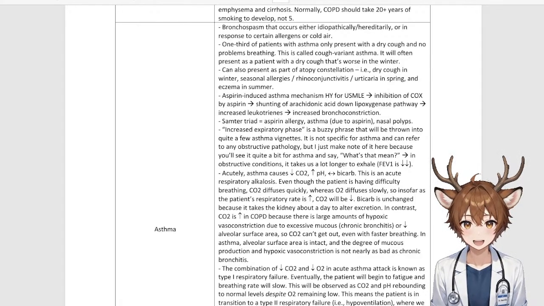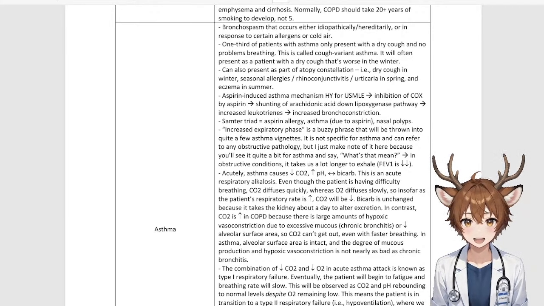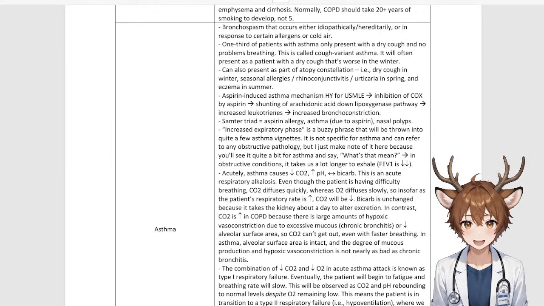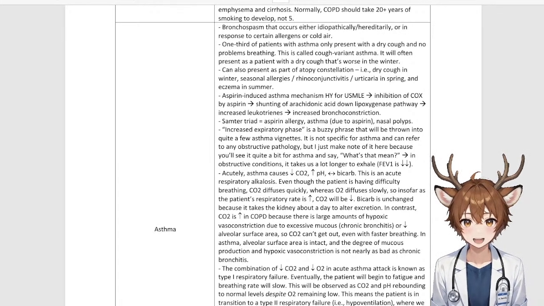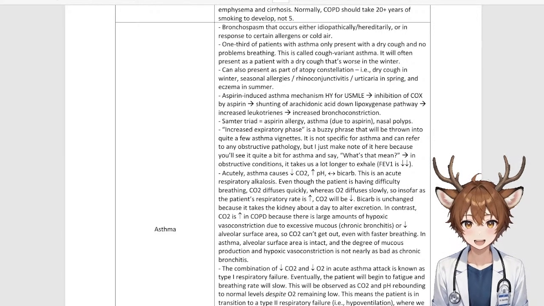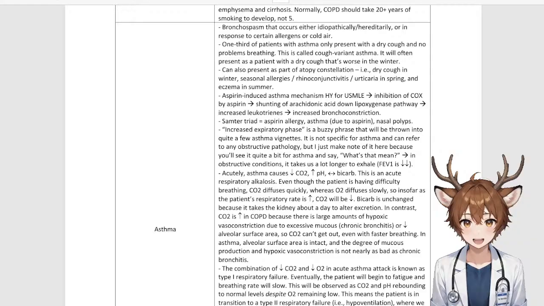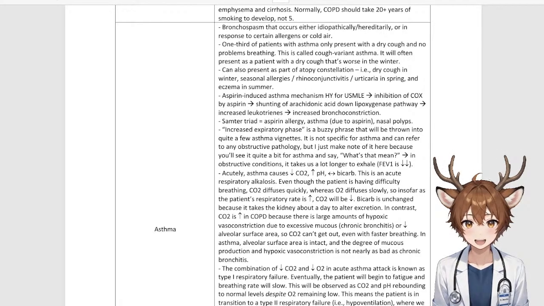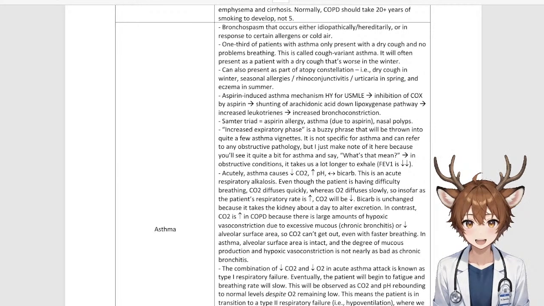Asthma is bronchospasm that occurs either idiopathically, hereditarily, or in response to certain allergens or cold air. One third of patients with asthma only present with a dry cough and no problems of breathing. This is called cough variant asthma. It will often present as a patient with a dry cough that's worse in the winter. It can also present as part of the atopy constellation, that is to say, dry cough in winter, seasonal allergies, rhinoconjunctivitis, urticaria in spring, and eczema in the summer.